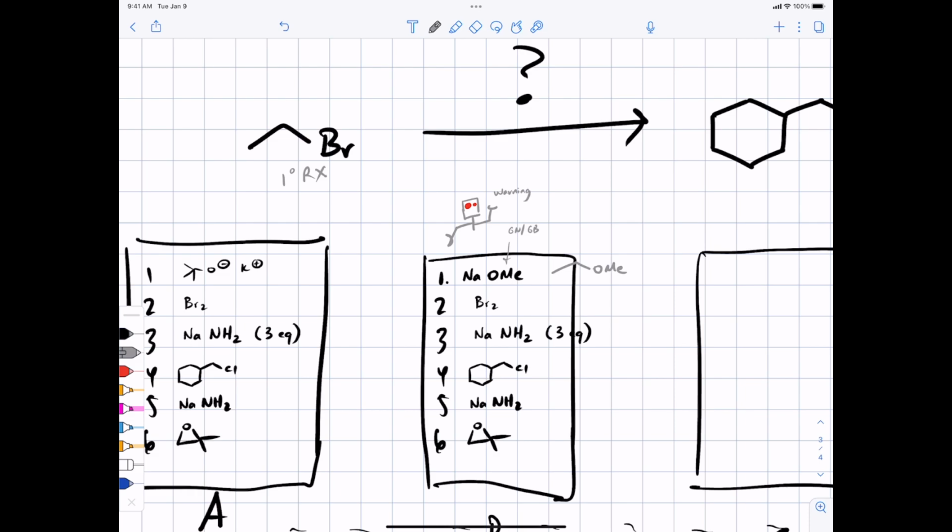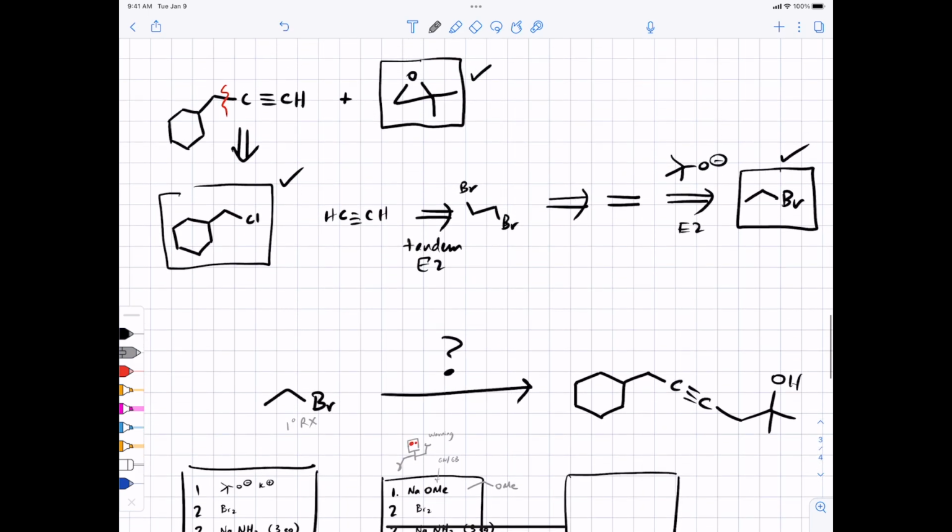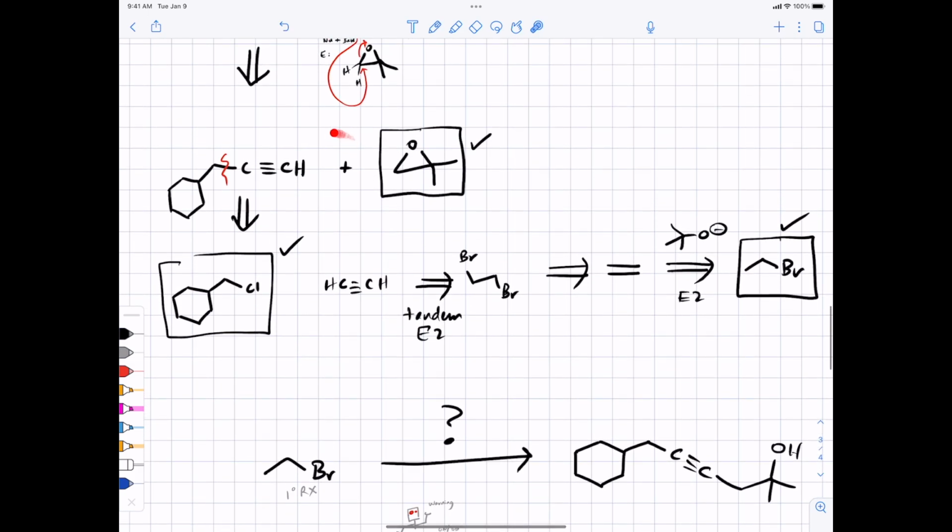In your step 5, the second step with sodium amide, which step does that correspond to? That corresponds to here, where we first need to remove this proton and then have it act as a nucleophile on the epoxide. Okay, so that one's to remove. Yep.